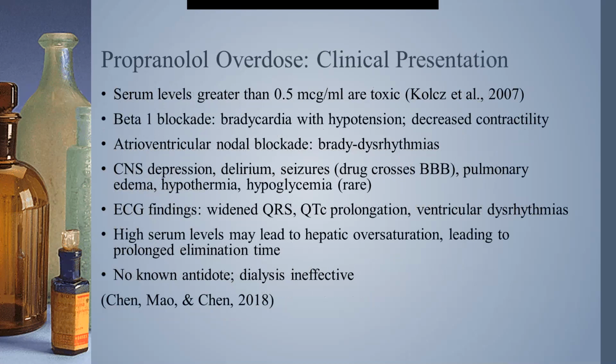So with propranolol overdose, clinical presentation, serum levels greater than 0.5 micrograms per milliliter are considered toxic. Beta-1 blockade, you're going to have bradycardia with hypotension, decreased contractility. You will see AV nodal blockade and bradydysrhythmias. You will get central nervous system depression, delirium, seizures as the drug crosses the blood-brain barrier. Pulmonary edema, hypothermia, hypoglycemia, which is not as common.